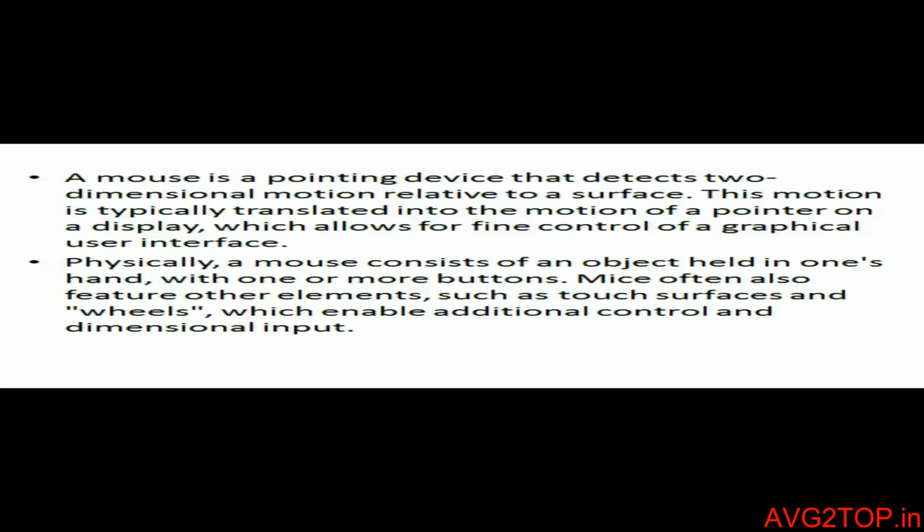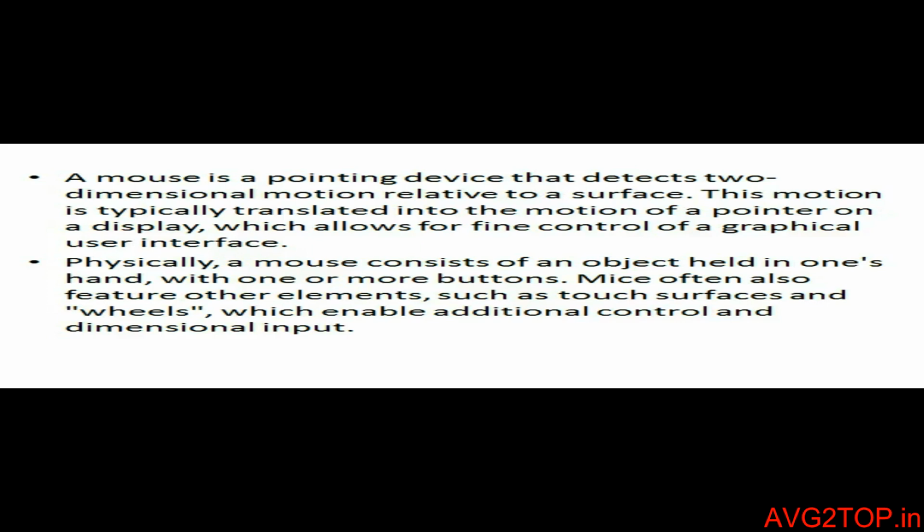A mouse is a pointing device that detects two-dimensional motion relative to a surface. When a mouse is placed on the surface, it detects the two-dimensional motions. It translates the motion into the mouse pointer on the display, so that you can see it on the screen while you move it. It's also used to control the graphical user interface.